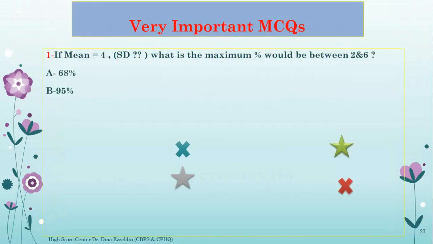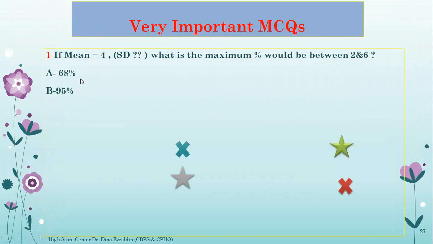Now it's the time for very important MCQs. If the mean was 4 and the standard deviation, we don't remember it. The person who gave us the case couldn't remember what it was in the exam, 1 or 2. What is the maximum percentage that would be between 2 and 6? He asked about the confidence interval. He wants the confidence interval, which will be between 2 and 6.